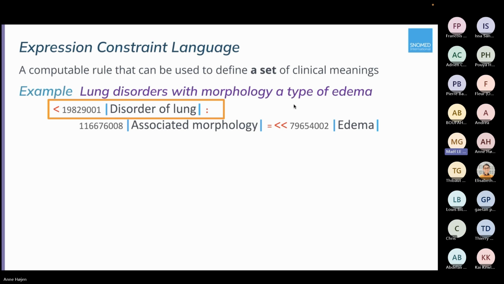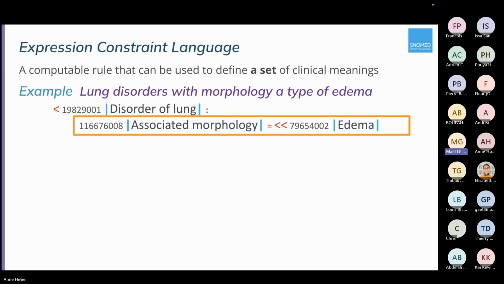So I'll say all the subtypes of disorder of lung with an associated morphology equal to descendants or self of edema, so any type of edema. Think about the back injury example, any type of back injury. We can extract it very easily here by just the two consecutive single less than signs.